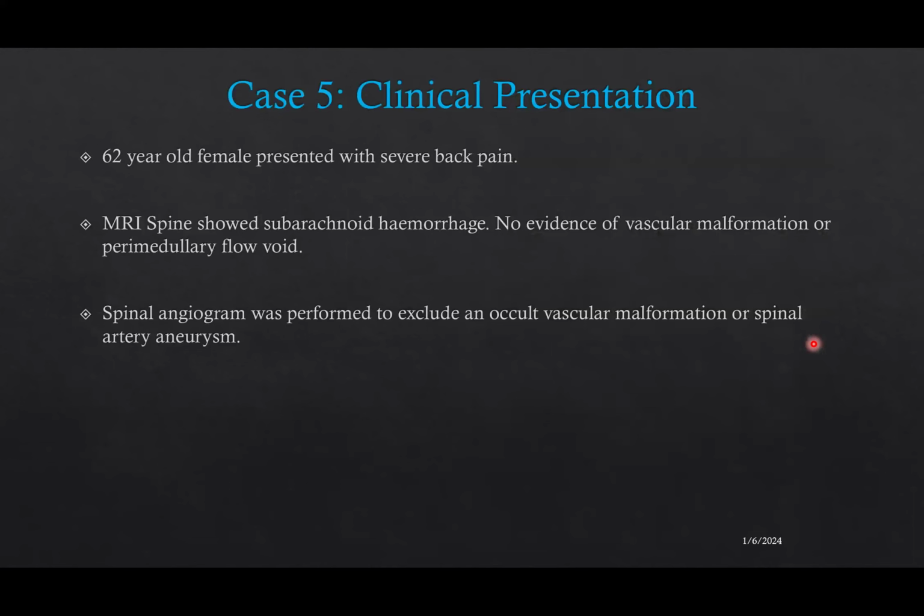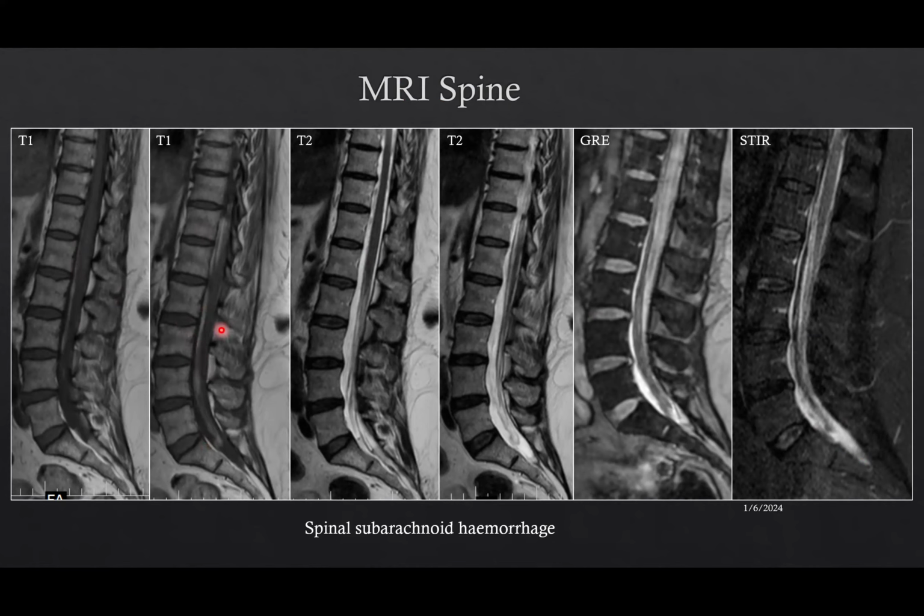The next case is a 62-year-old female who presented with severe backache. MRI showed a subarachnoid hemorrhage. There was no evidence of vascular malformation or perimedullary flow voids. So a spinal angiogram was suggested. So this is her MRI. You see subarachnoid hemorrhage, which is seen as hyperintensity on T1 weighted images. There are no definite flow voids seen within the spinal canal.